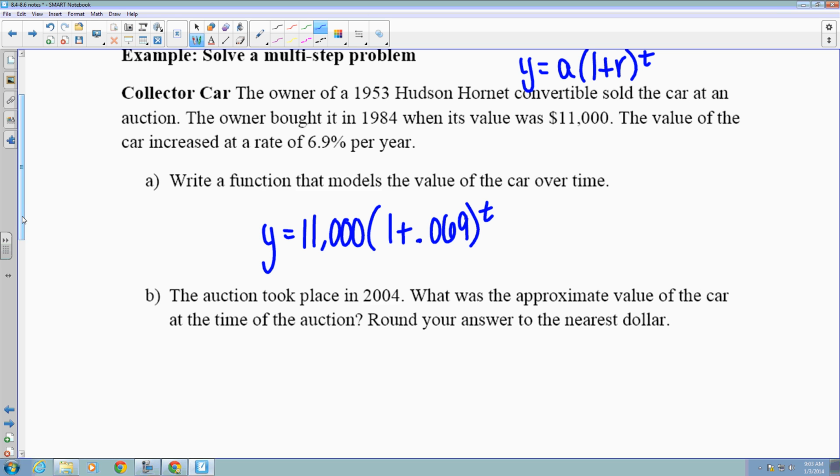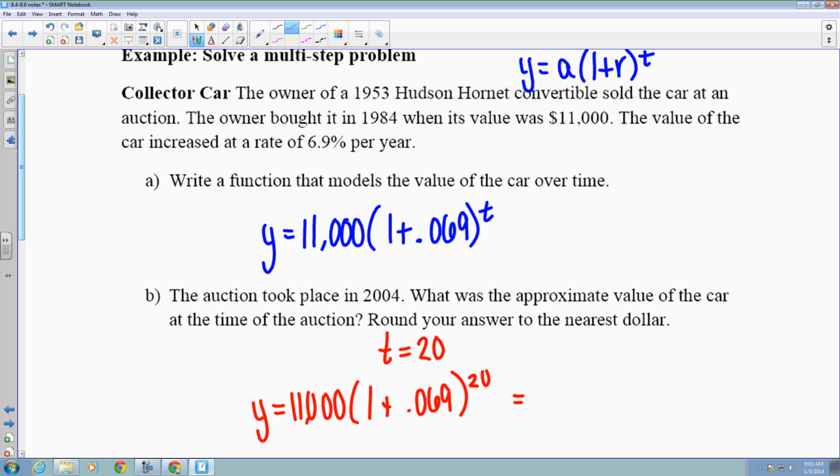If the auction took place in 2004, what was the approximate value of the car at the time of the auction? That's when we're actually plugging something in for t. If it was bought in 1984 and the auction was in 2004, then our t is going to be 20. It's been 20 years. So 11,000 times 1 plus 0.069 to the 20. We all have calculators. That would be $41,778 at the time of the auction in 2004.